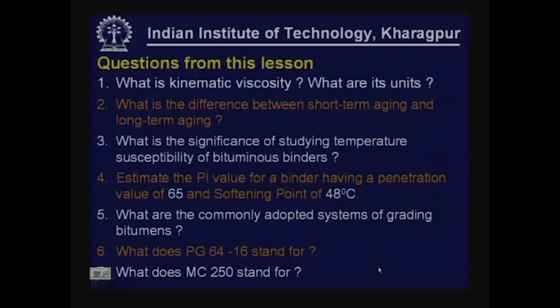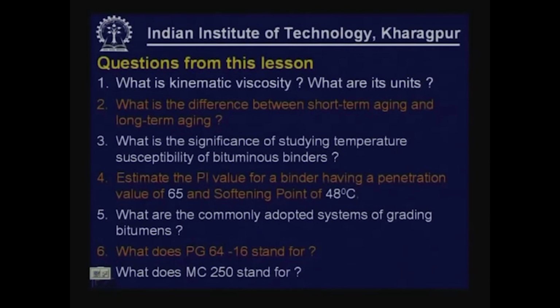So, let us take some questions from this lesson. Answers to these questions will be provided in the next lesson. Question number 1: what is kinematic viscosity and what are its units? Question 2: what is the difference between short term aging and long term aging? Question 3: what is the significance of studying temperature susceptibility of bituminous binders?